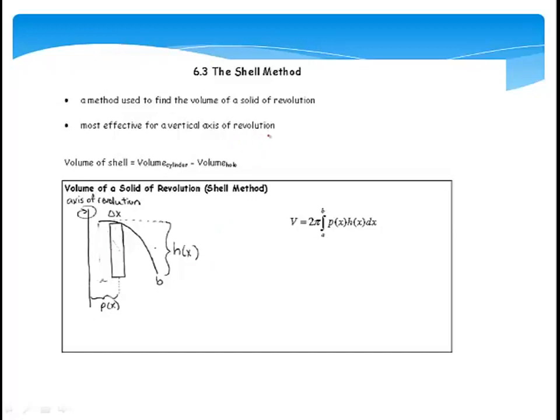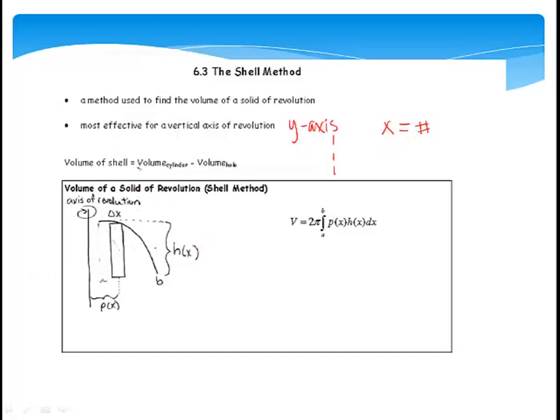Remember that it's most effective for a vertical axis of revolution, namely the y-axis, but sometimes it may be a different vertical axis of revolution. In that case, it may just be in the equation form of x equals some number. So it could be over here, it could be over here, it just depends on the problem.